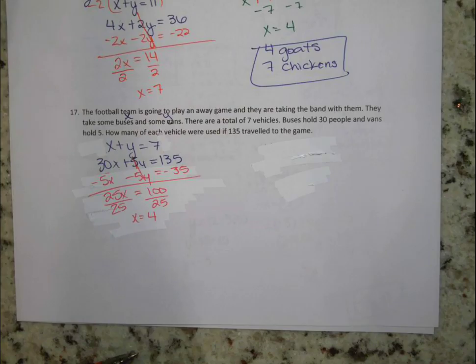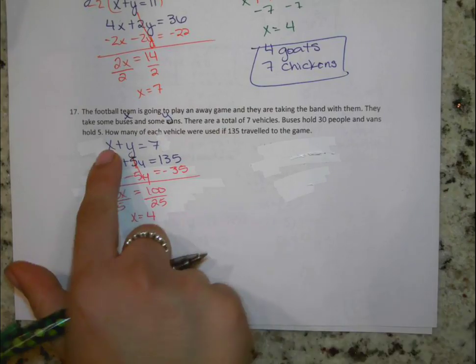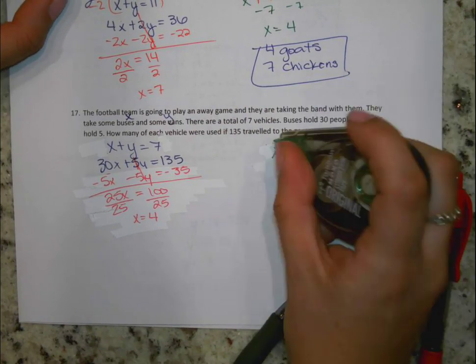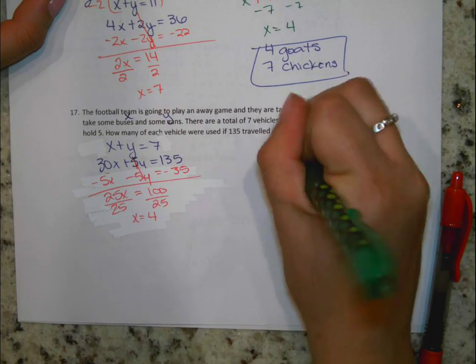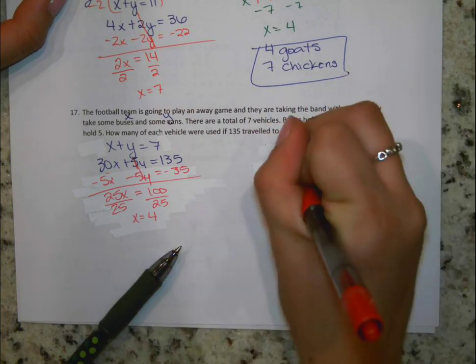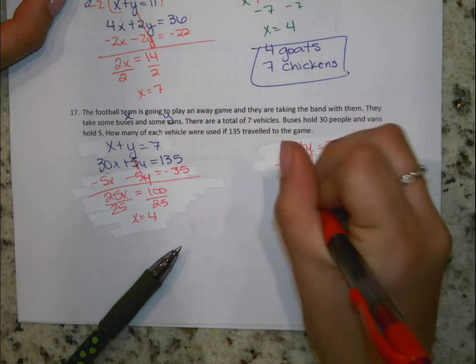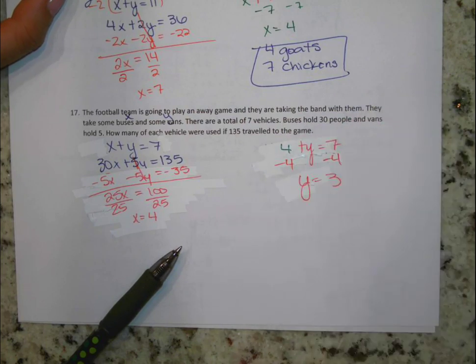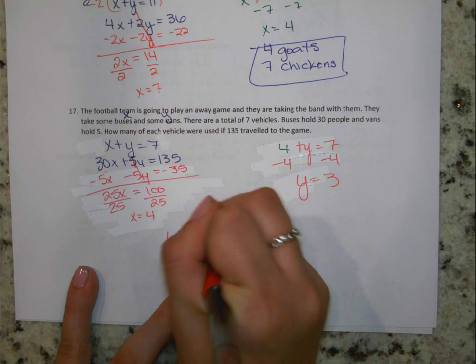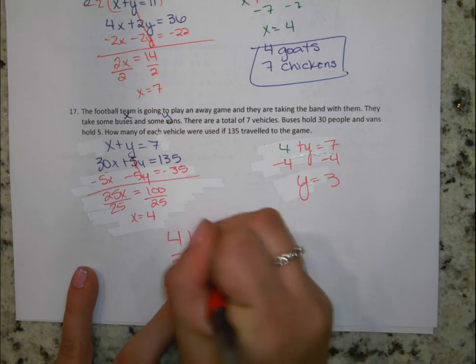Then I'm going to plug into the top equation. Oh no, x was the variable I solved for. I'm going to have 4 plus y equals 7. Then I subtract 4 on both sides. I get y equals 3. So just like in the last problem where I had actual meanings for the x and y, there are 4 buses and 3 vans.